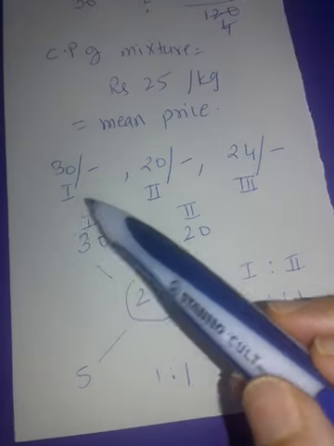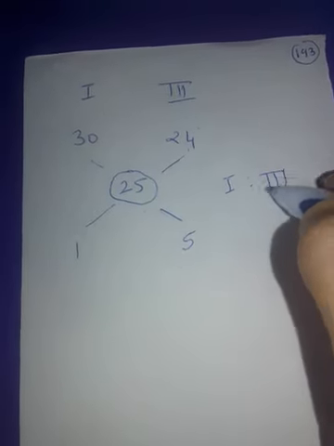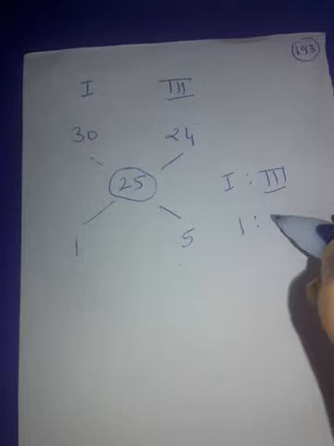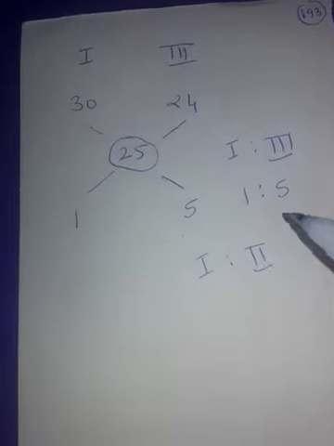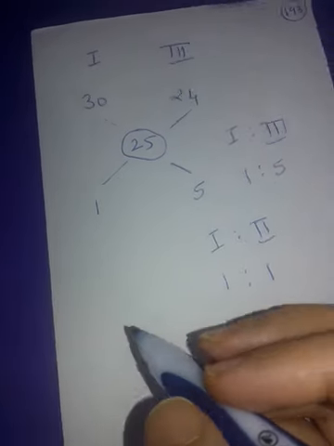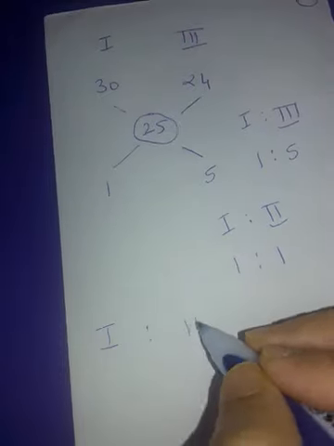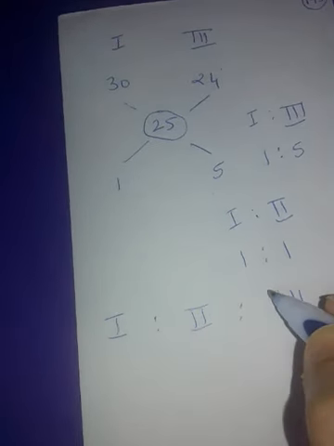Now let me combine 1 and 3. Their prices are 30, 24. The mean is 25, which we have already found out. 30 and 25, the positive difference is 5. 24 and 25, the positive difference is 1. So 1 and 3 I have as 1 and 5. 1 and 2 I have already found out, it was 1 and 1. So now I have to combine 1, 2 and 3.